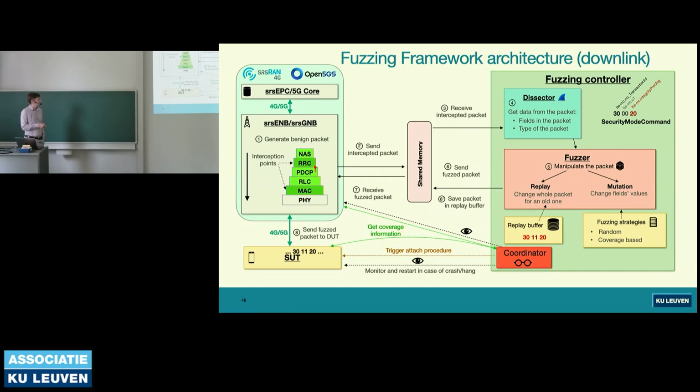And then it gets the information about the coverage. In this case, if possible, it gets the information about the coverage from the system under test. If it's a phone or a real modem, then it's not possible, so we don't do this step. But we always get the information about the coverage from the protocol stack implementation.